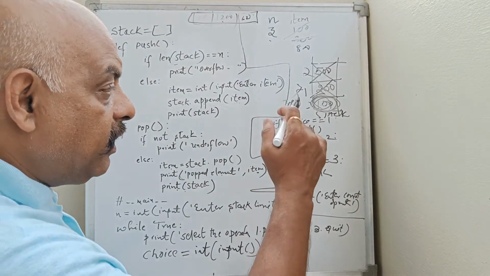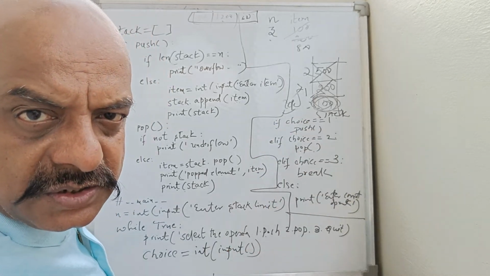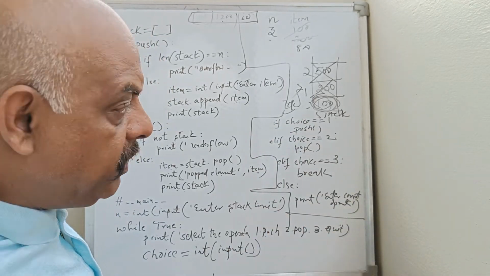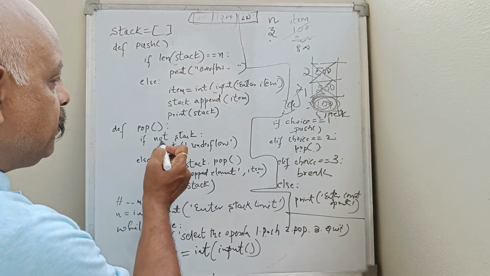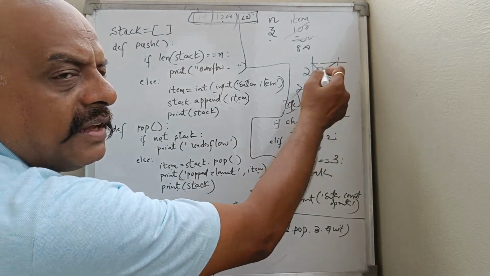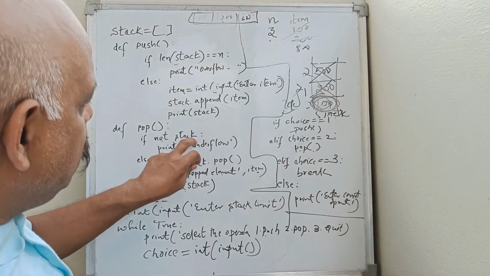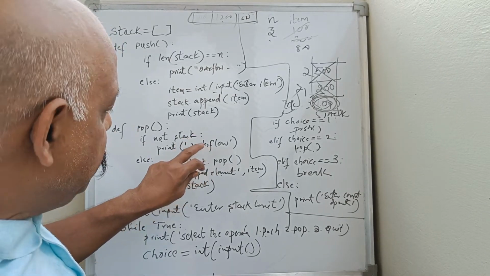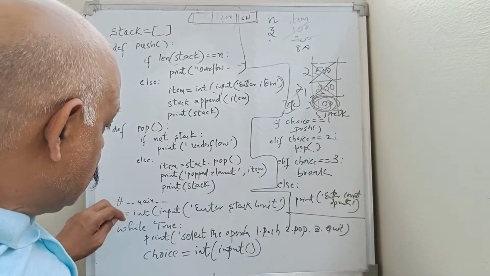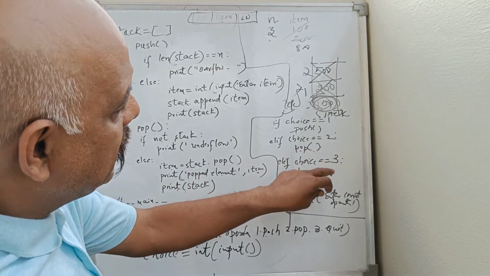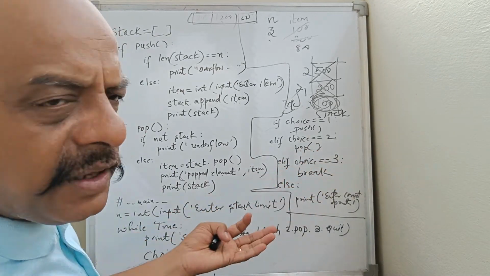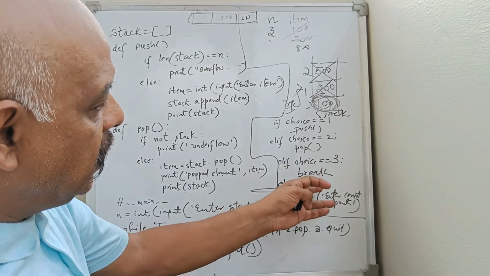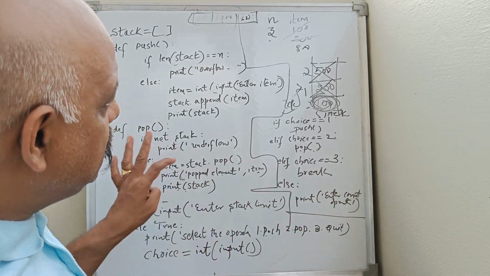Again, if you try to pop an element from the stack, if not stack, nothing is there in the stack, is it not? Not stack is true now, because it is empty. Underflow will be displayed. Then if choice, anytime you can type 3 and come out. So this is how it works.